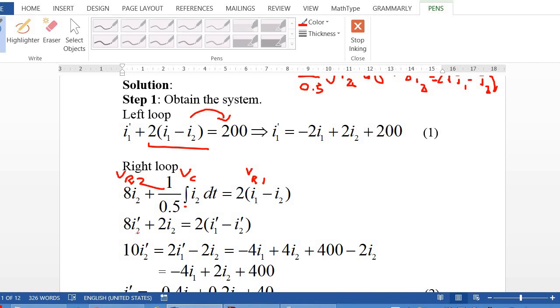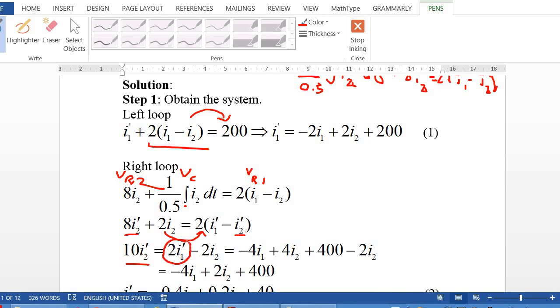Then you collect the same terms first. You have 8 I2 prime. The right hand side, you have minus 2 I2 prime. Collect it to the left hand side, you have a total of 10 I2 prime. Then 2 I2 brought to the right hand side will become minus 2 I2. Then here you have 2 I1 prime.